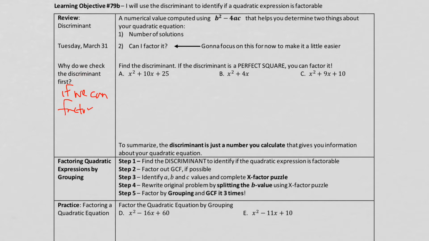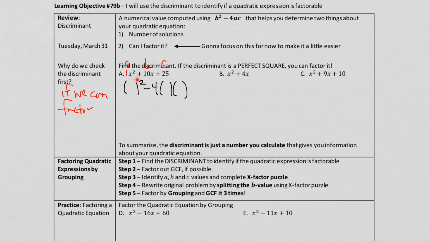With that, to start examples A, B, and C, let's find the discriminant. If it's going to be a perfect square, then you can factor the given quadratic. Example A. So remember, it's b squared minus 4ac to compute the discriminant. And in this case, let's identify: A is 1, B is 10, and C is 25.